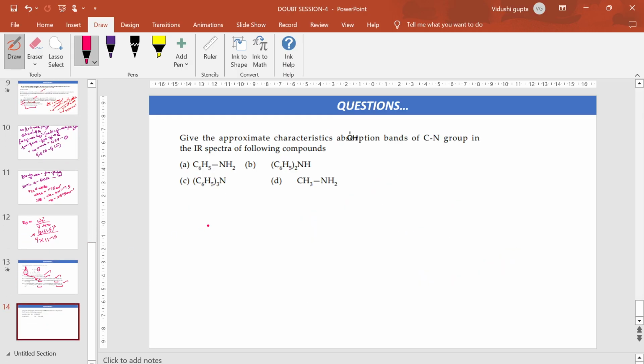Moving to next, give the approximate characteristic absorption band of the CN group in IR spectra. So this will be the last question today. So tell me.